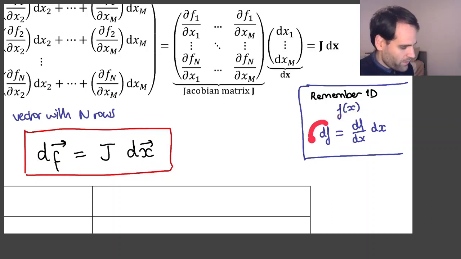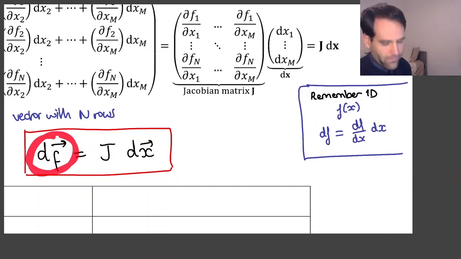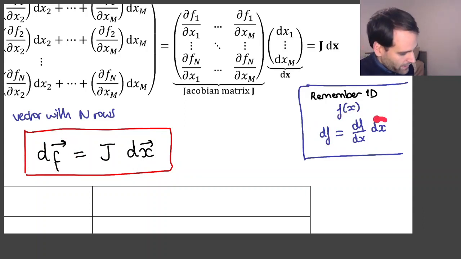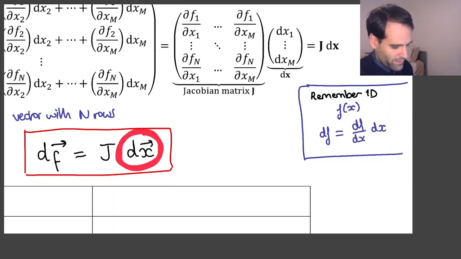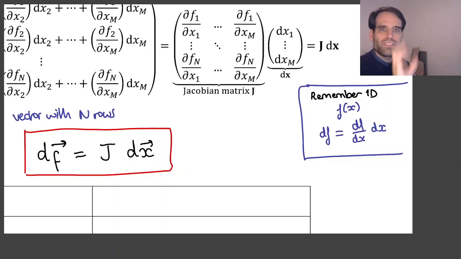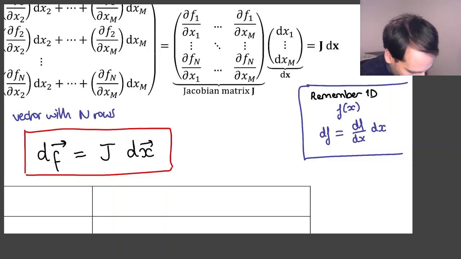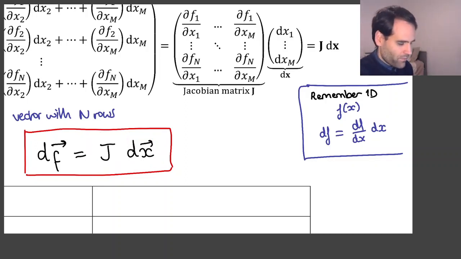So df is the differential of the output, which in this case is a scalar, but here it's the differential of this vector f, and it's a vector. Dx here is the differential of the input, which is a scalar, and here vector dx is the differential of all of the inputs put into a column vector. And then J, the Jacobian matrix, plays the role of the derivative of f with respect to x. So J, the Jacobian matrix, is the generalization of the derivative to the most general case of many inputs and many outputs.